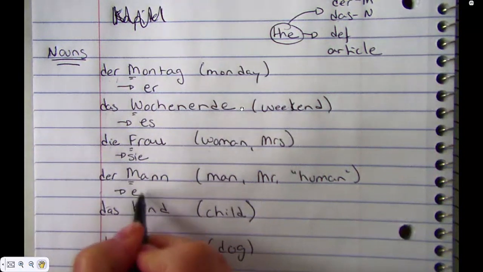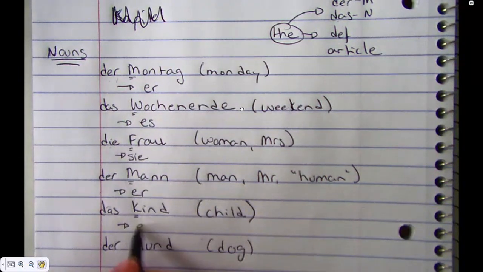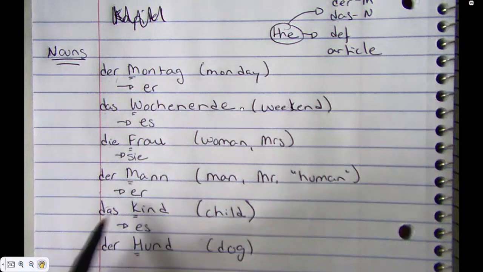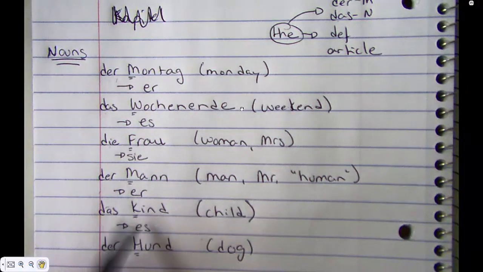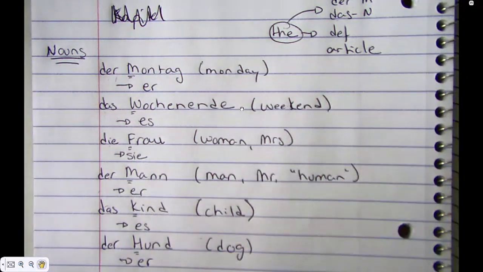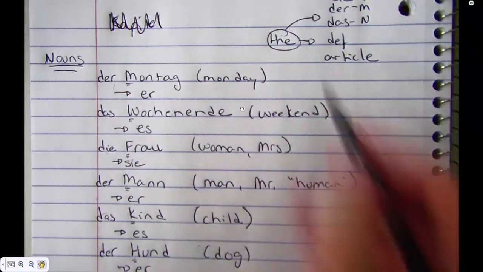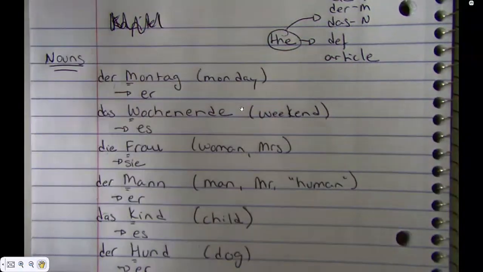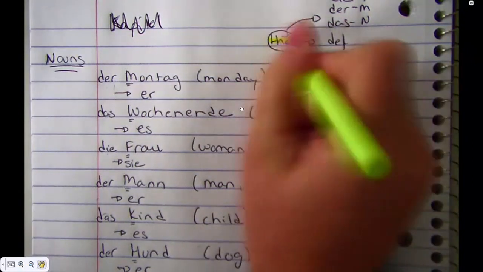Mann is also easy, it's er. Kind is es. So even though you might know what the gender of the child is, if you're replacing the word child, you're going to go with that one. And Hund is also er. Okay, so that is your definite articles, which show you the gender of the noun.